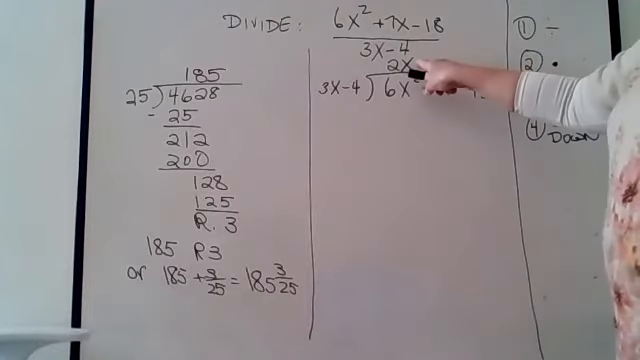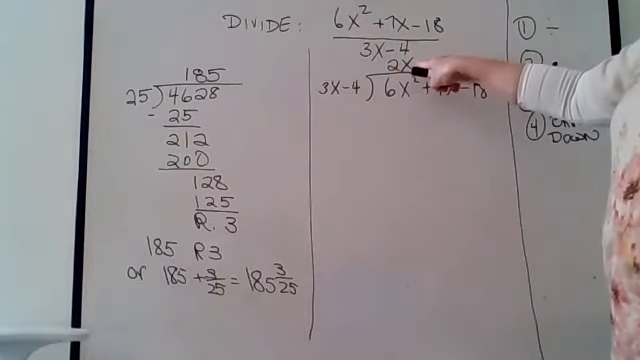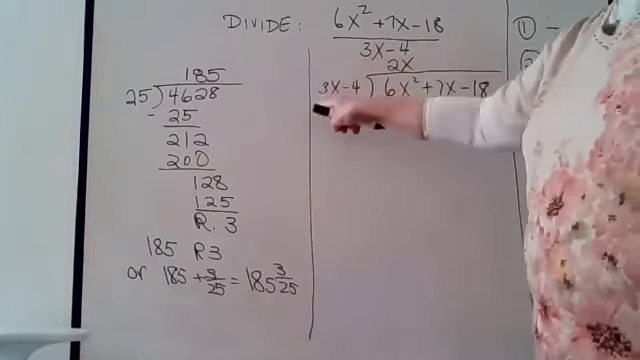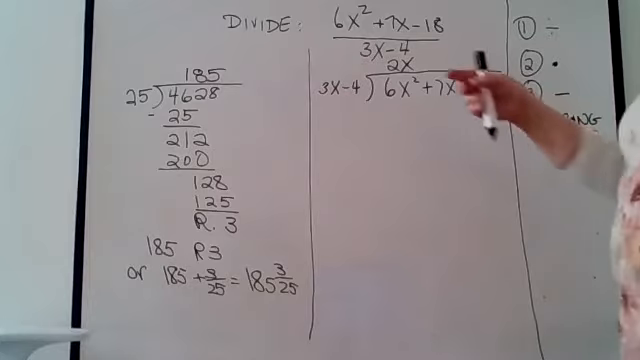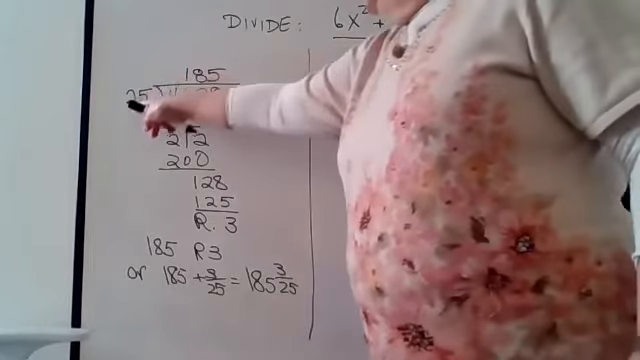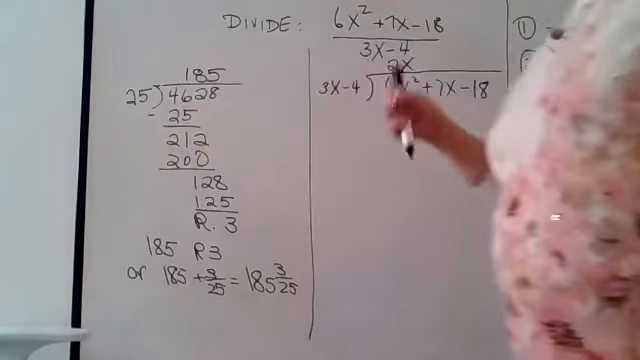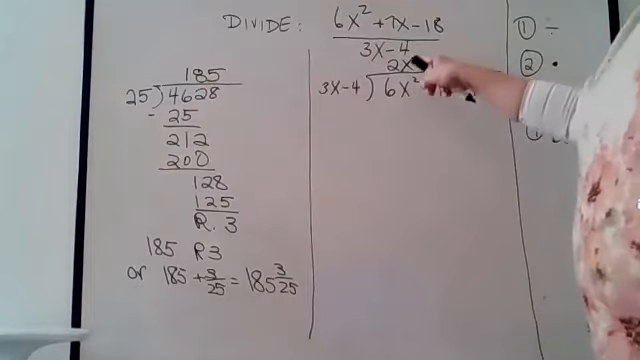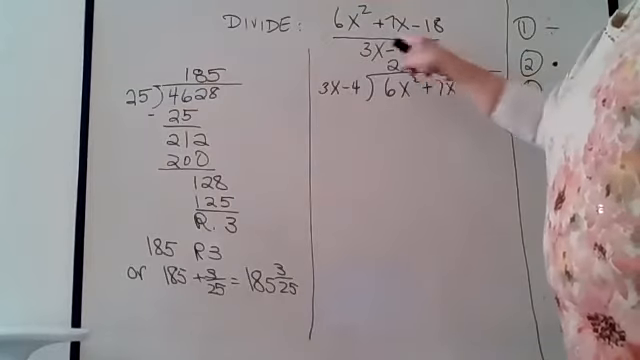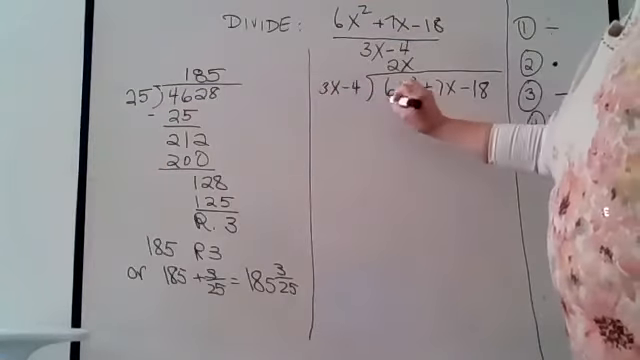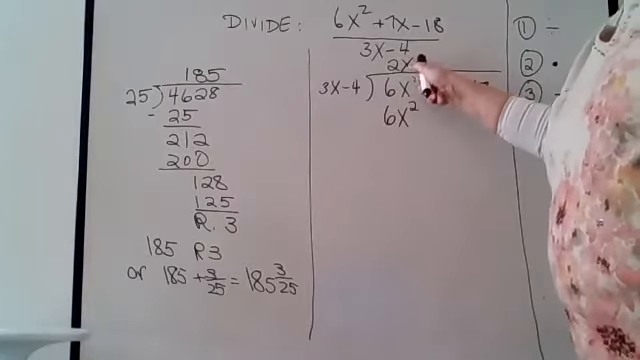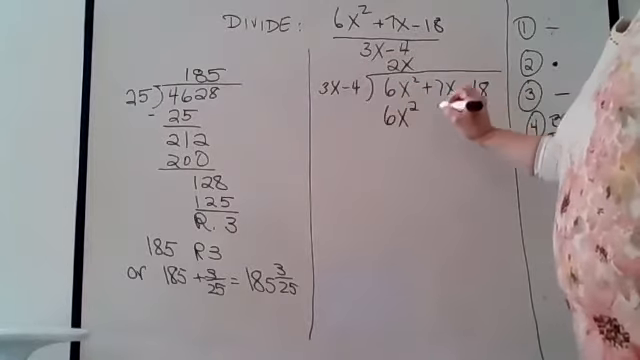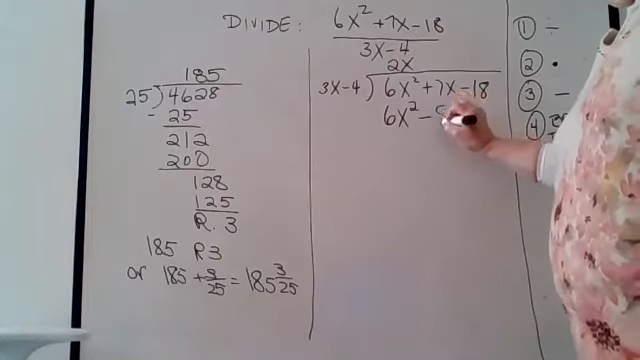We're going to take the answer that we just put on top, which is the 2x, and multiply it by the divisor. But when we do the multiplication, just like when we multiplied over here, we multiply by the whole divisor. We're going to have to do that as well. We're going to take the 2x and multiply it by the 3x, which will give me 6x squared. But I also have to multiply the 2x by the -4. That will give me -8x.